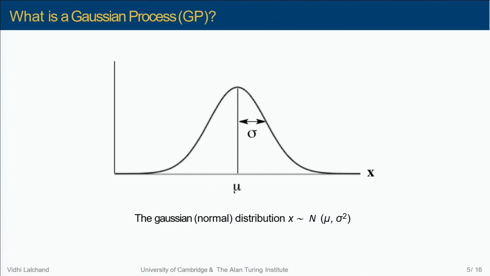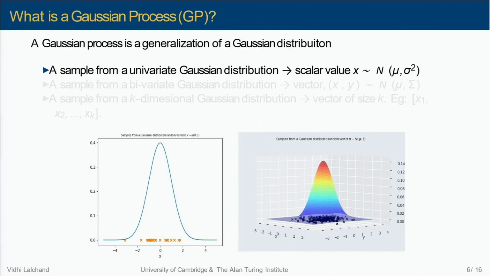We can now start talking about what a Gaussian process is. As the name suggests, it's related to a Gaussian distribution, which is fully characterized by its first and second order moments, the mean and the variance. The mean is just the peak value, and the variance governs the spread of the distribution.